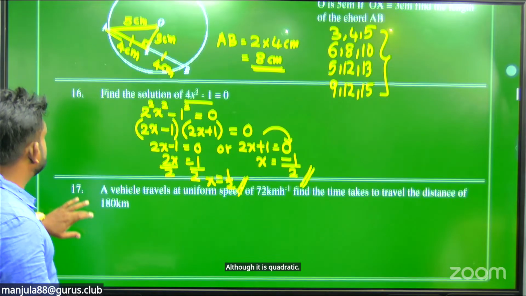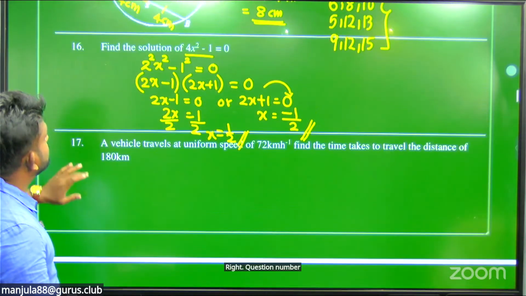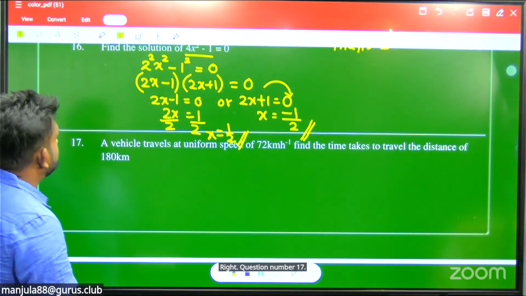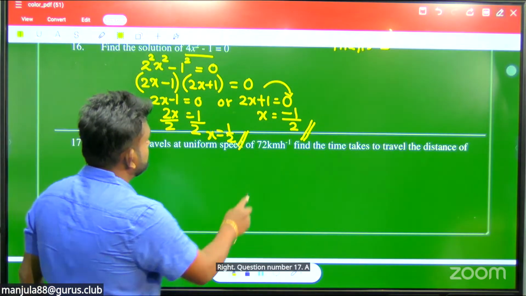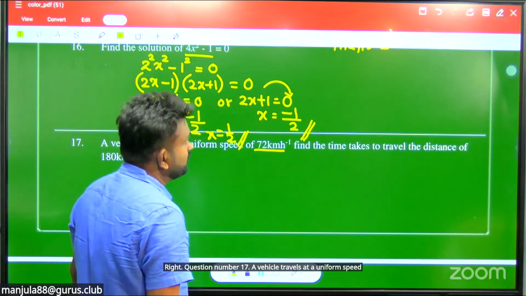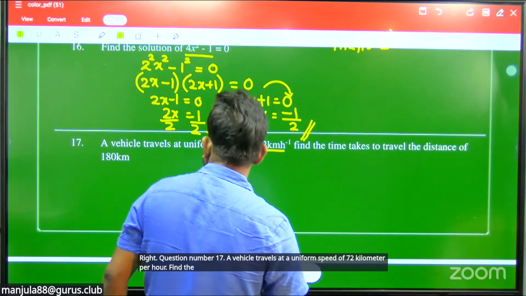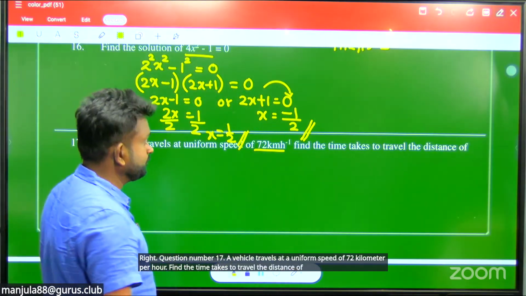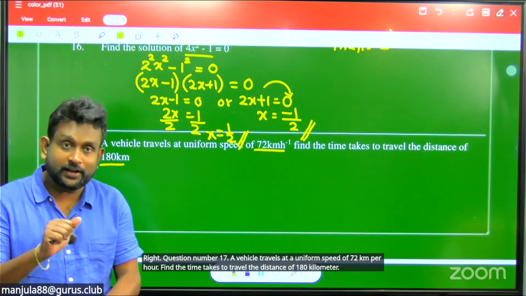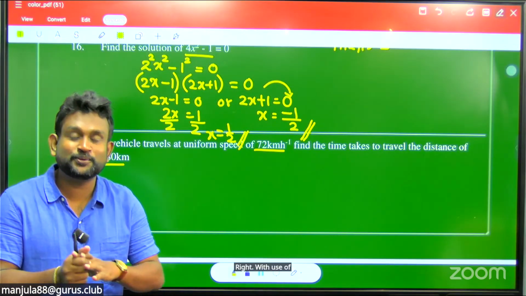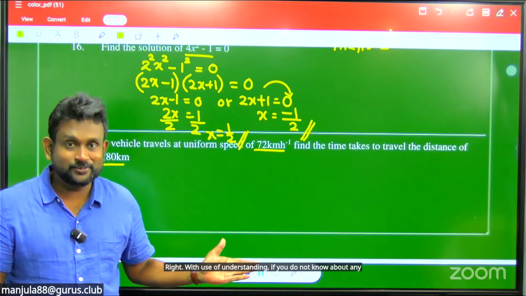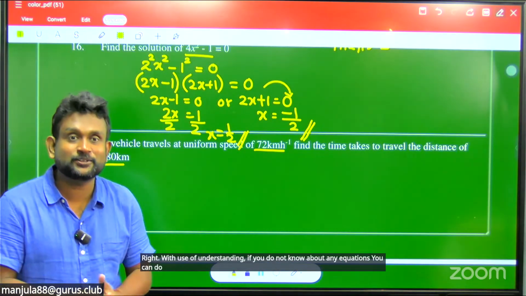Right. Question number 17. A vehicle travels at a uniform speed of 72 km per hour. Find the time it takes to travel the distance of 180 km. Right, with use of understanding, if you do not know about any equations, you can do it.